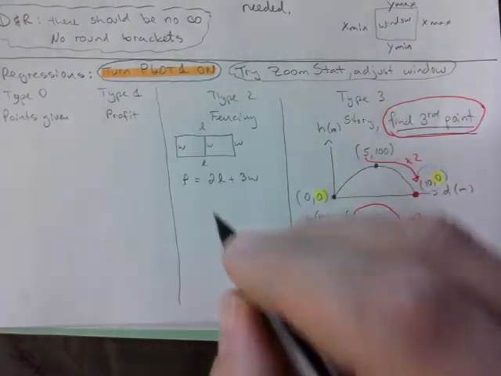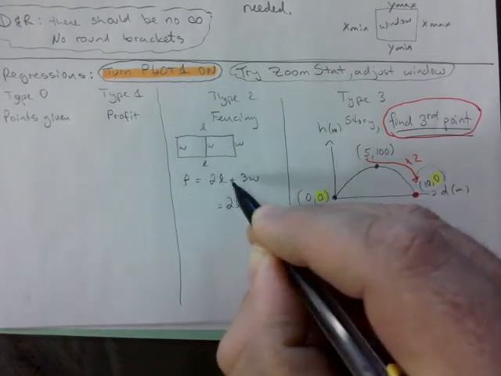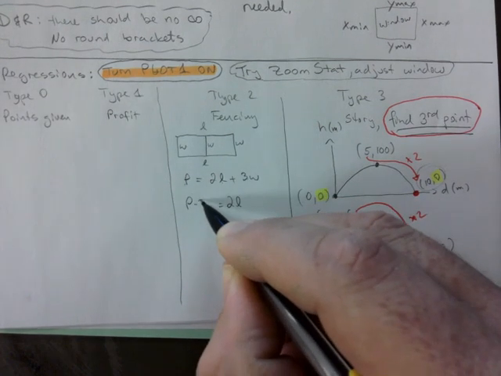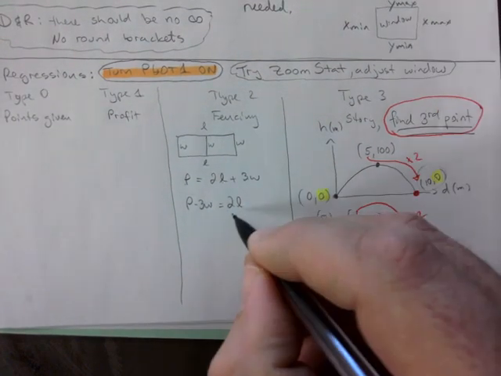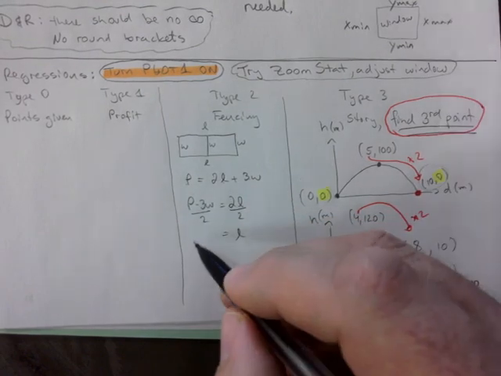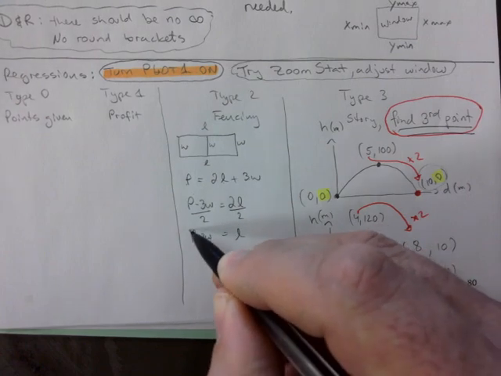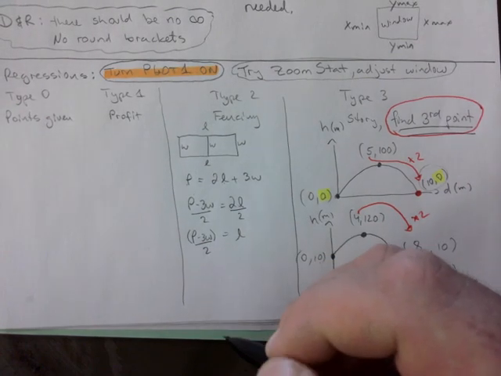I'm gonna write that out next, but basically 2L stays on the right side, the 3W comes over, so it's P minus 3W. Then in this case I have to divide by 2, right? So L is P minus 3W over 2. Just make sure you do that first, right?